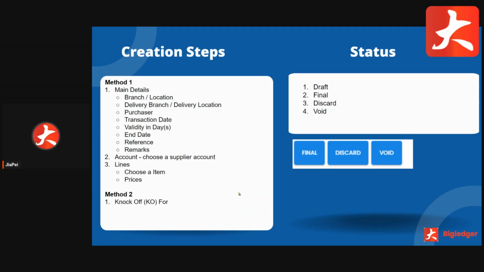In the creation step, we have two methods to create the purchase order. Method one is we fill in all the information in the main details. In the main details, you can select your branch. When you select the branch, it is followed by the location. If you want to deliver to another branch or another location, then you need to choose the delivery branch or delivery location. Then you can indicate who your purchaser is. By default, the transaction date is not able to be changed. If you want to change the transaction date, then you need permission to change it.